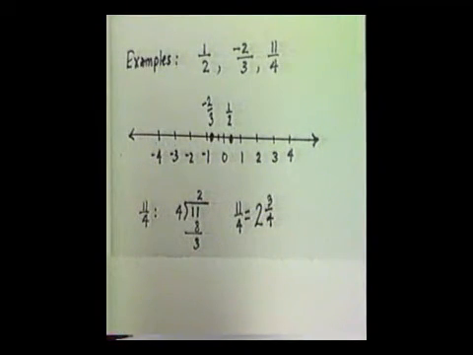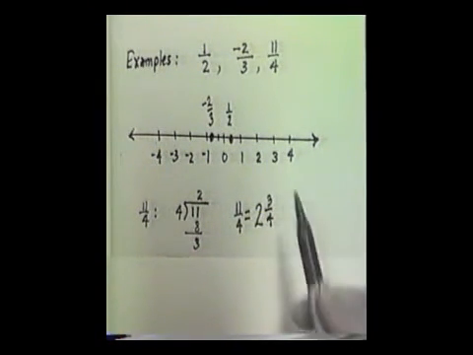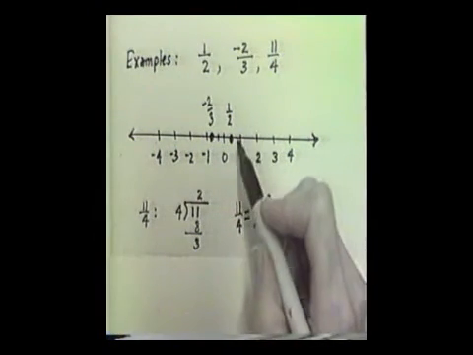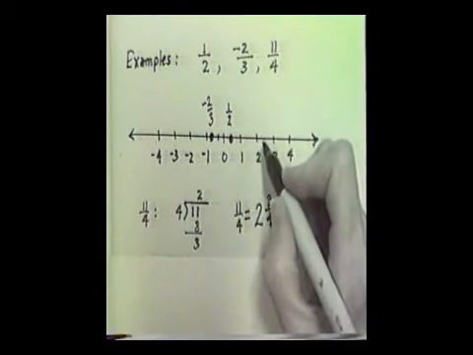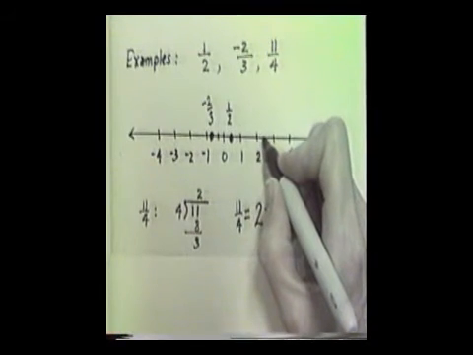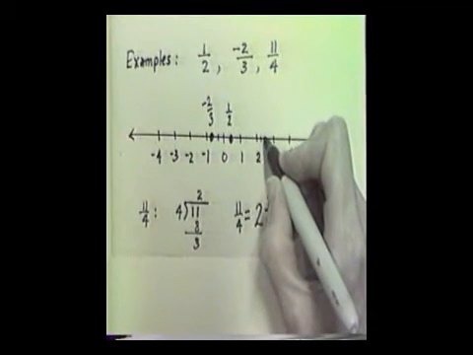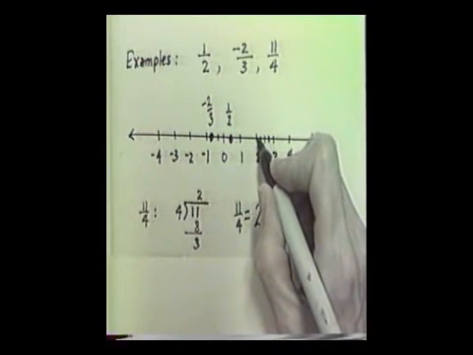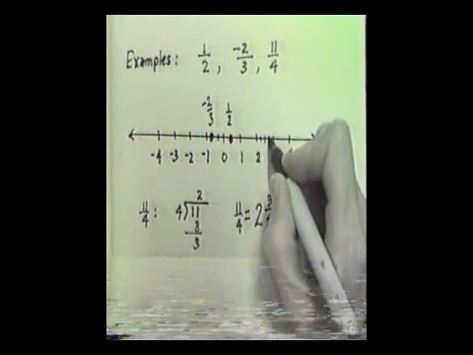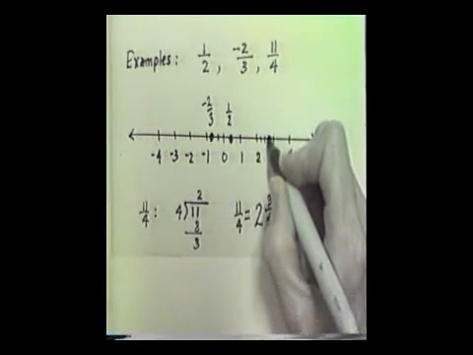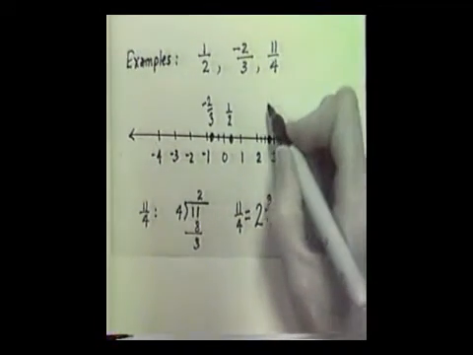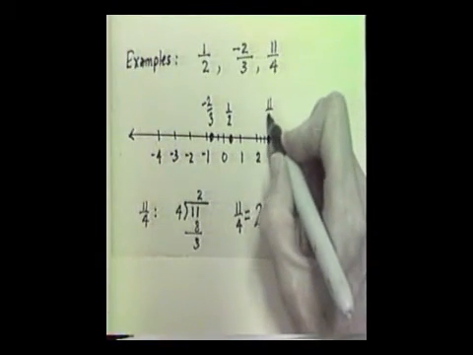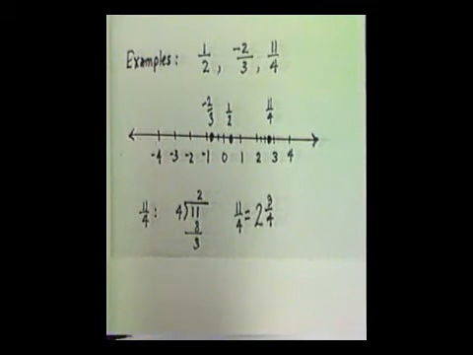Now we can place 2 and 3/4 on our number line. That's in the positive direction. 1, 2, and 3/4. That means we would divide the number line up into 4 pieces for this little unit. And 3/4 would be 1, 2, 3 of those fourths to the right. And there is 11/4.